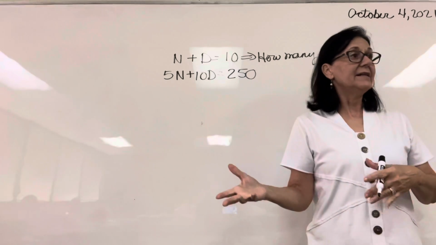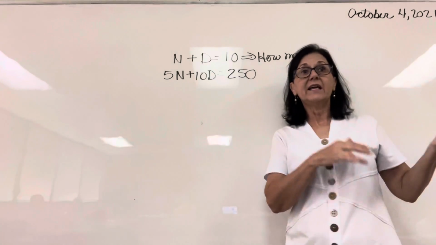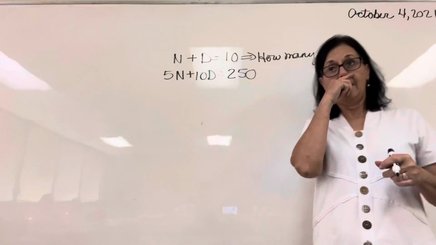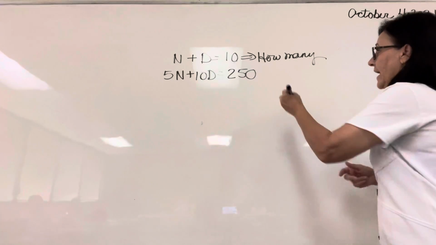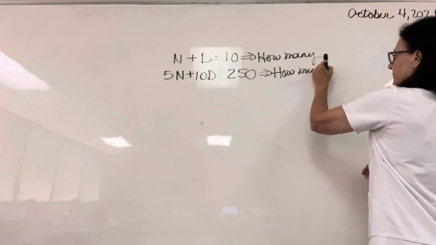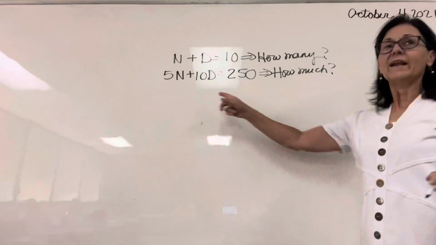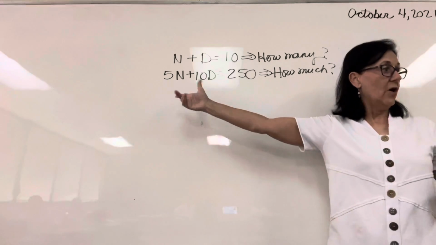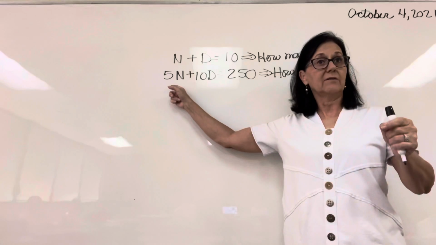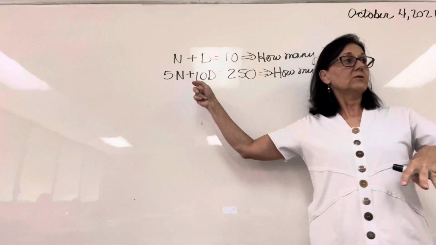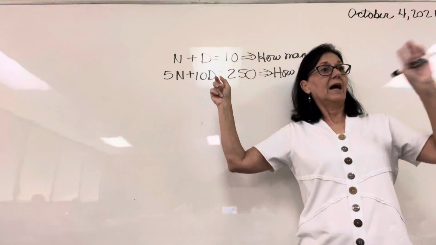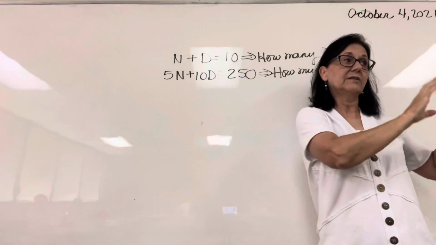I don't know how many nickels and how many dimes make up that 10 coins, but I know that if I were just to count them, that's how many coins I would have. And this equation is how much. What is the value of those nickels and dimes? So if I multiply the value of a nickel, which is 5 cents, times how many nickels I have, plus 10 cents times how many dimes I have, then the yield is $2.50.